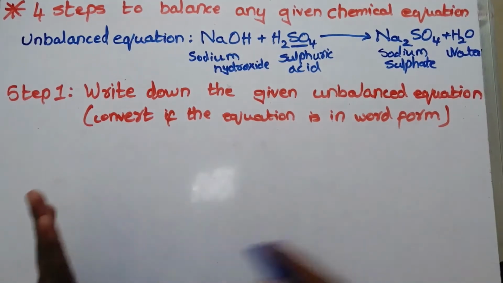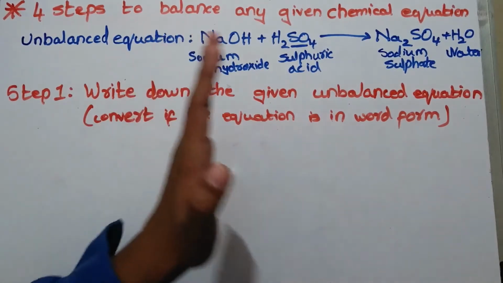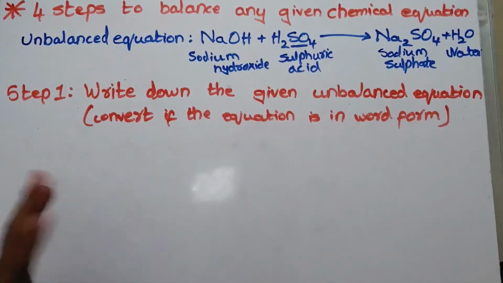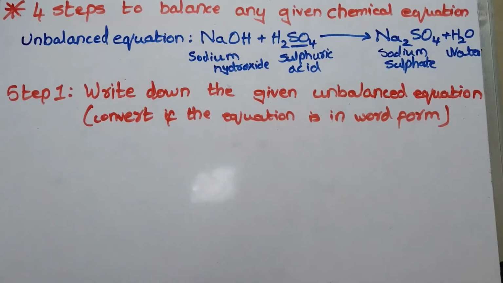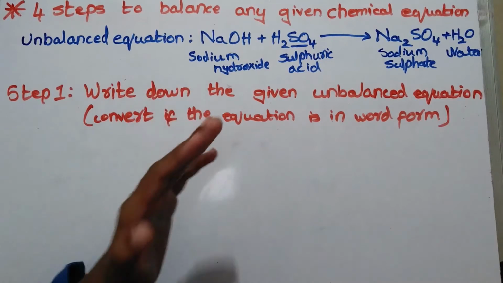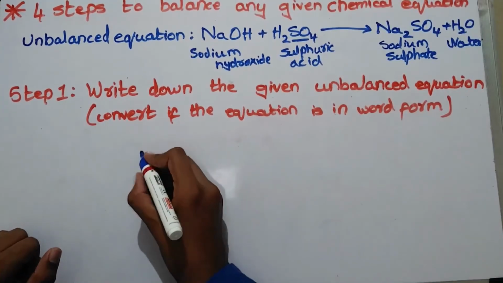Okay, so these are the chemical compounds which we have to balance. If we carefully see, this is not balanced, so the first step which we have to follow is that we have to write down the unbalanced equation, whichever the unbalanced equation is. We have to just copy it down.